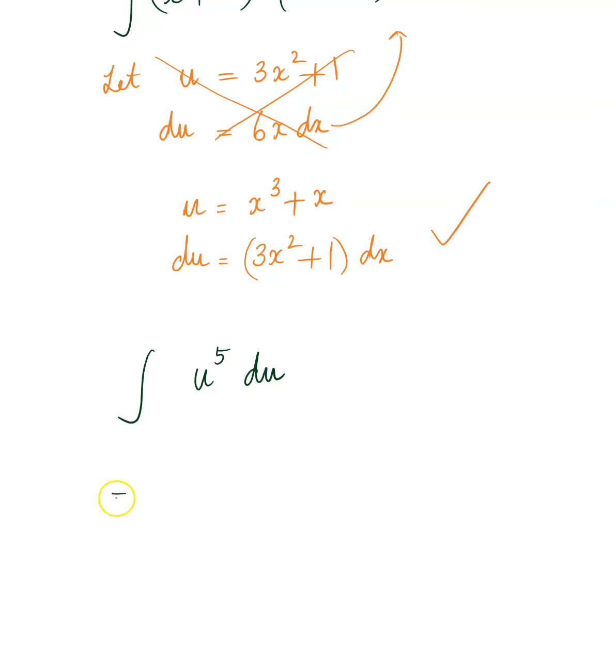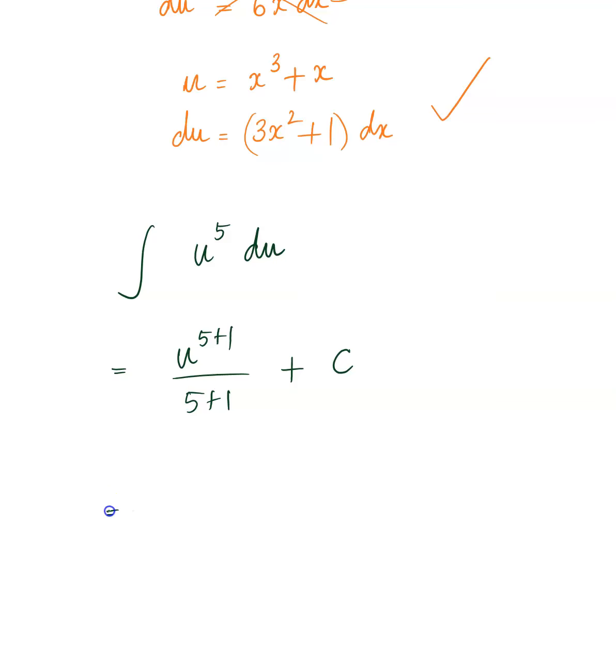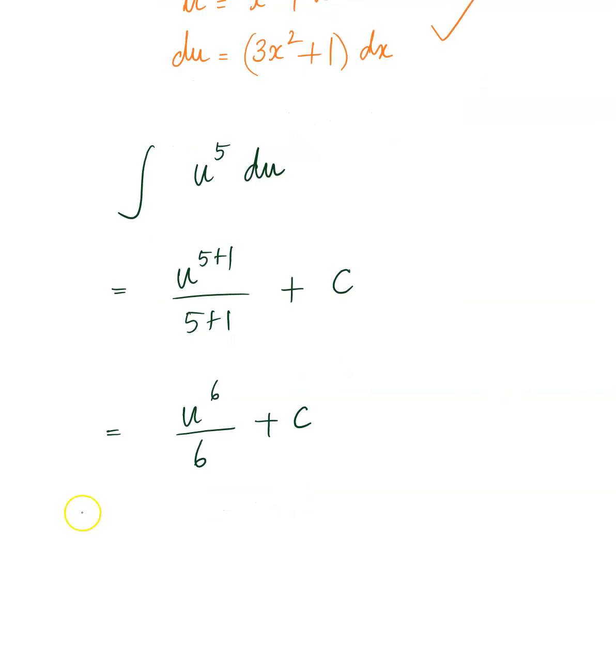So then I can just use the u as my new variable, and then that's going to be u power 5 plus 1 over 5 plus 1 plus c, because this is indefinite integral. That's u power 6 over 6 plus c, but we know what u is, so you have to back substitute for u.